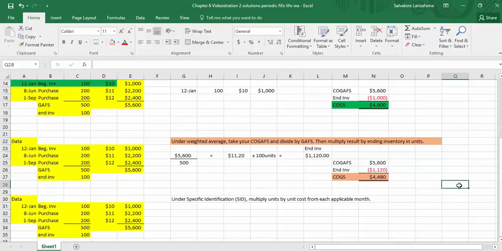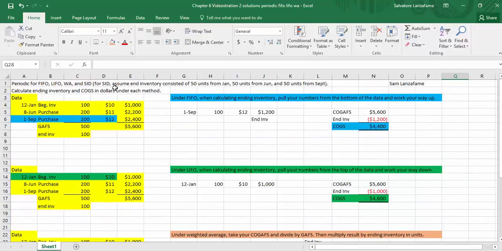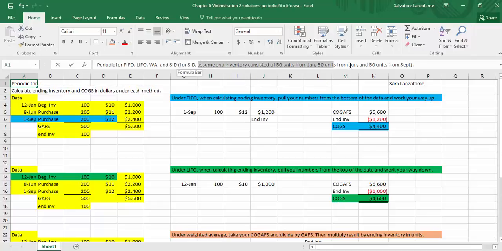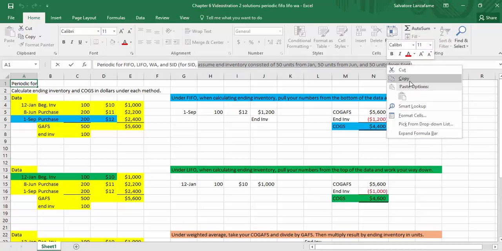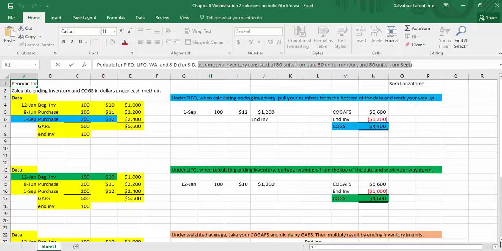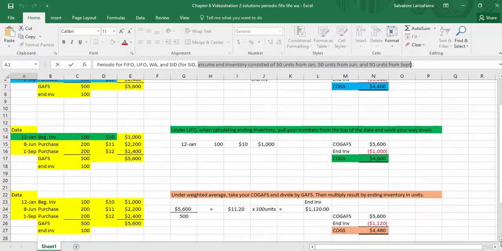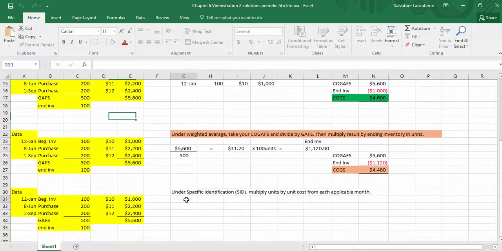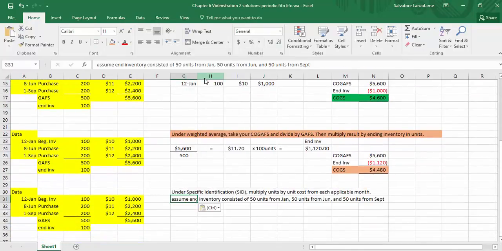Finally, the last technique, which is the one that's most accurate but seldom used. I gave you some information right from the get-go. Let me just reiterate that. Of those 100 units that we have in inventory, we are pretending that we know exactly where they came from. In the instructions, let's assume the ending inventory consisted of 50 units from January and 50 units from June.